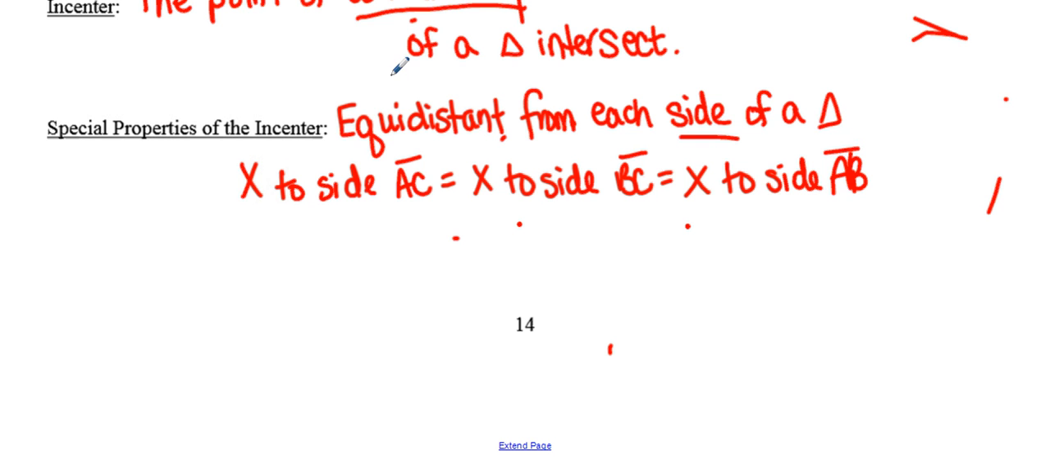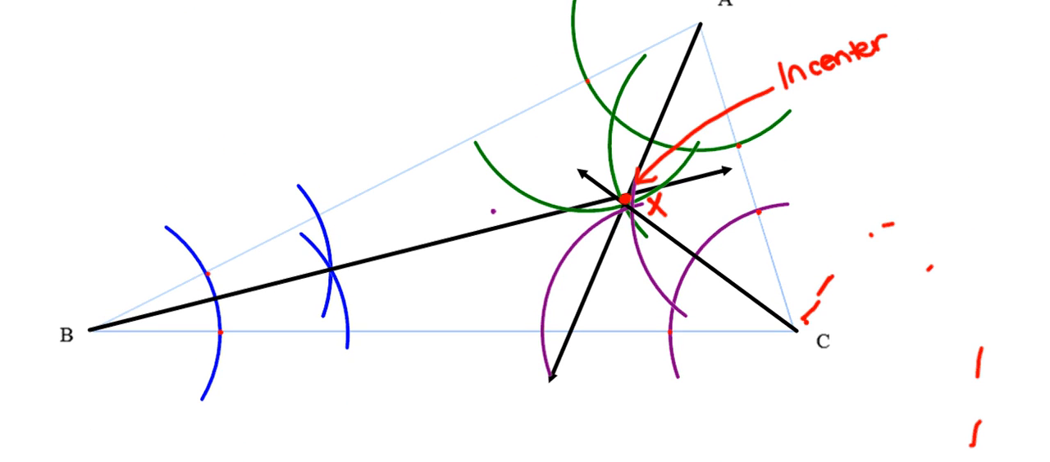And we can use this property to do something very unique and very special. Because the distance from our incenter to each side is exactly the same, we can grab our compass again and we can draw what's known as the inscribed circle of a triangle. Now, the inscribed circle of a triangle is going to be the circle whose center is at the incenter and whose radius length is going to be equal to that of the distance between the incenter and the side.